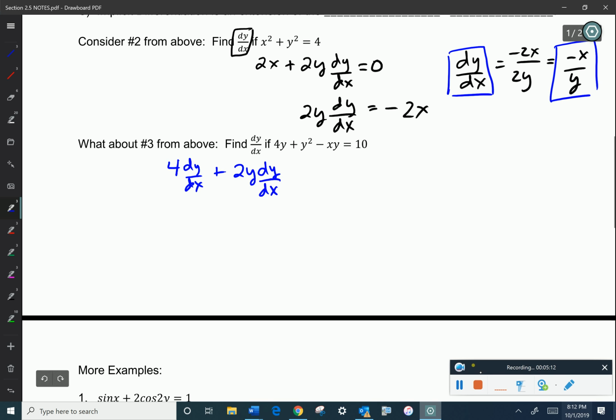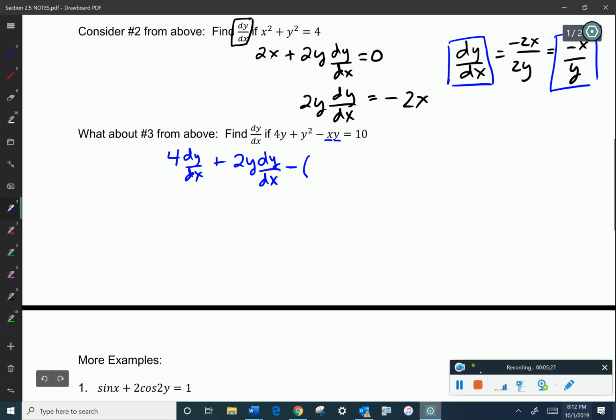And now I see this xy. Well, keep in mind that's a product, so I'm going to have to do a product rule. So I'm going to bring down the minus, and then I'm going to do a product rule in parentheses. That way I can think of my first as just being x and my second as just being y. So the derivative of the first, derivative of x, is just 1 times the second, so times y, plus, still doing my product rule, the first is x, and now the derivative of y would be 1, but because it's a y, I need a dy/dx. And then on the other side, the derivative of 10 is 0.